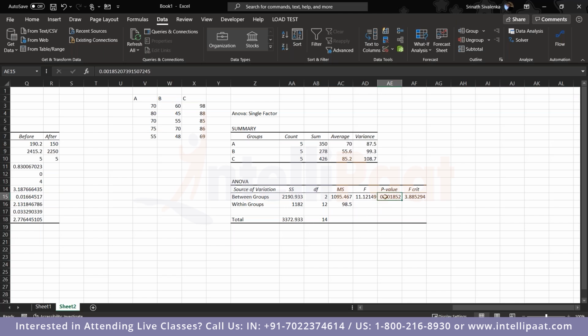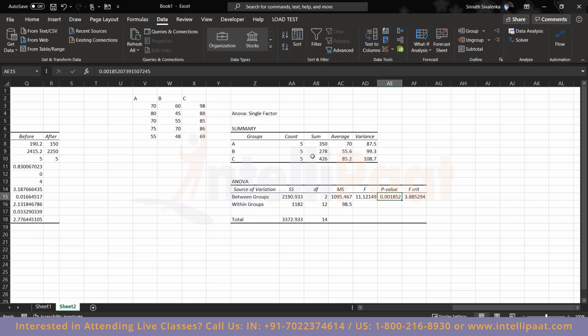So your p-value is 0.001852. So what do you do? Do you reject your null hypothesis or not? In this case, with an alpha of 0.05, you successfully reject your null hypothesis and you go ahead with your alternate hypothesis, that the classrooms or the three streams of students actually are significantly different from each other. That's it. So a few clicks and your ANOVA is done.